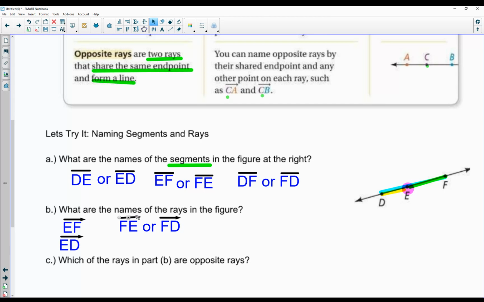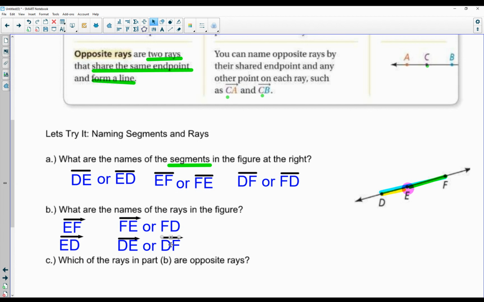And then finally, I could actually start at D, and although I can't go in this direction to the left, I could go towards the right. And I can name it then DE or DF. Perfect. And there are 4 different rays in this diagram. Perfect. All right, now let's go to C.